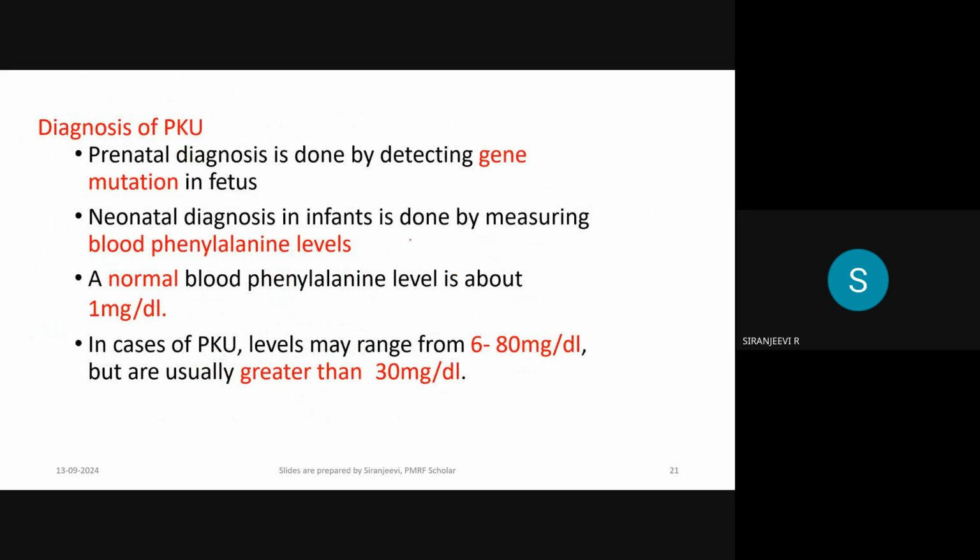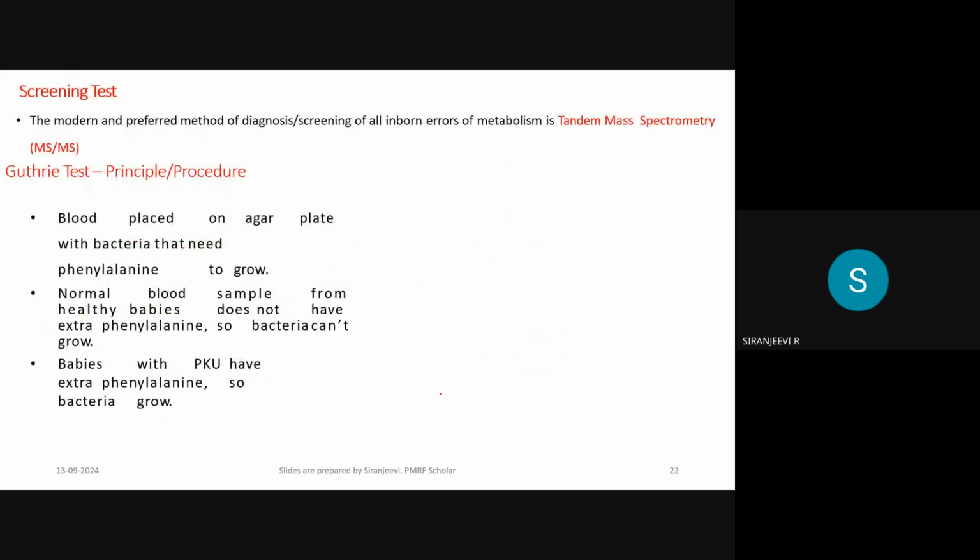The diagnosis of phenylketonuria usually involves prenatal diagnosis by detecting the gene mutation in the fetus, and DNA diagnosis can also be done after birth. In infants, it is done by measuring blood phenylalanine levels. Usually the normal level of phenylalanine in the body is 1 mg per dL, whereas in phenylketonuria the levels may go up to 6 to 80 mg per dL. Usually phenylketonuria is defined as more than 30 mg per dL of phenylalanine in the blood.